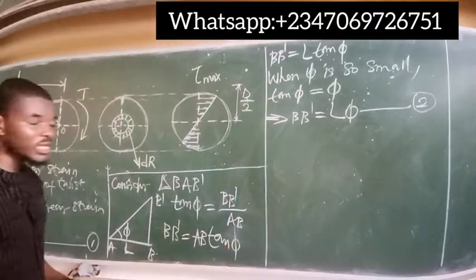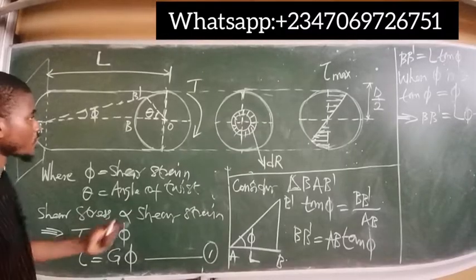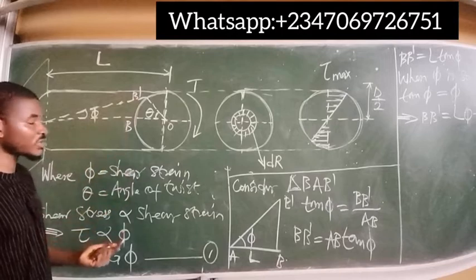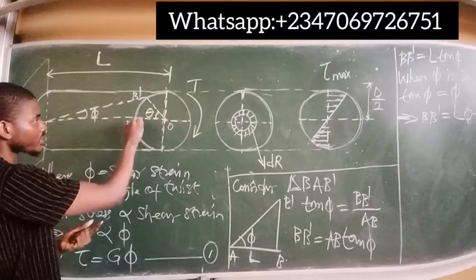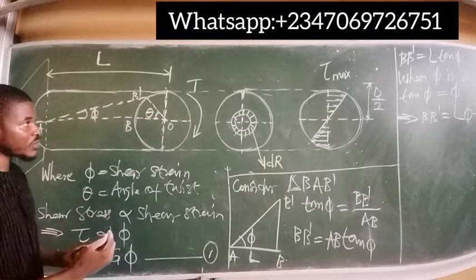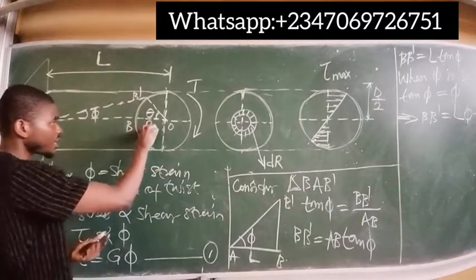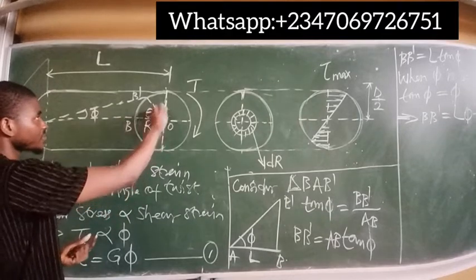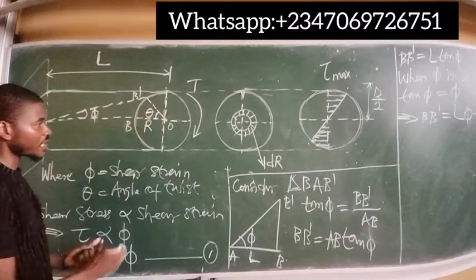Also, let's consider the second triangle, O, B, B prime. Remember that from the center to any point on the circle is the radius arm. So from the center of any circle to any point on the circle gives us the radius. Let's simply call it R. Same thing applies from here to this point: it is also the radius arm. So let's consider this triangle.